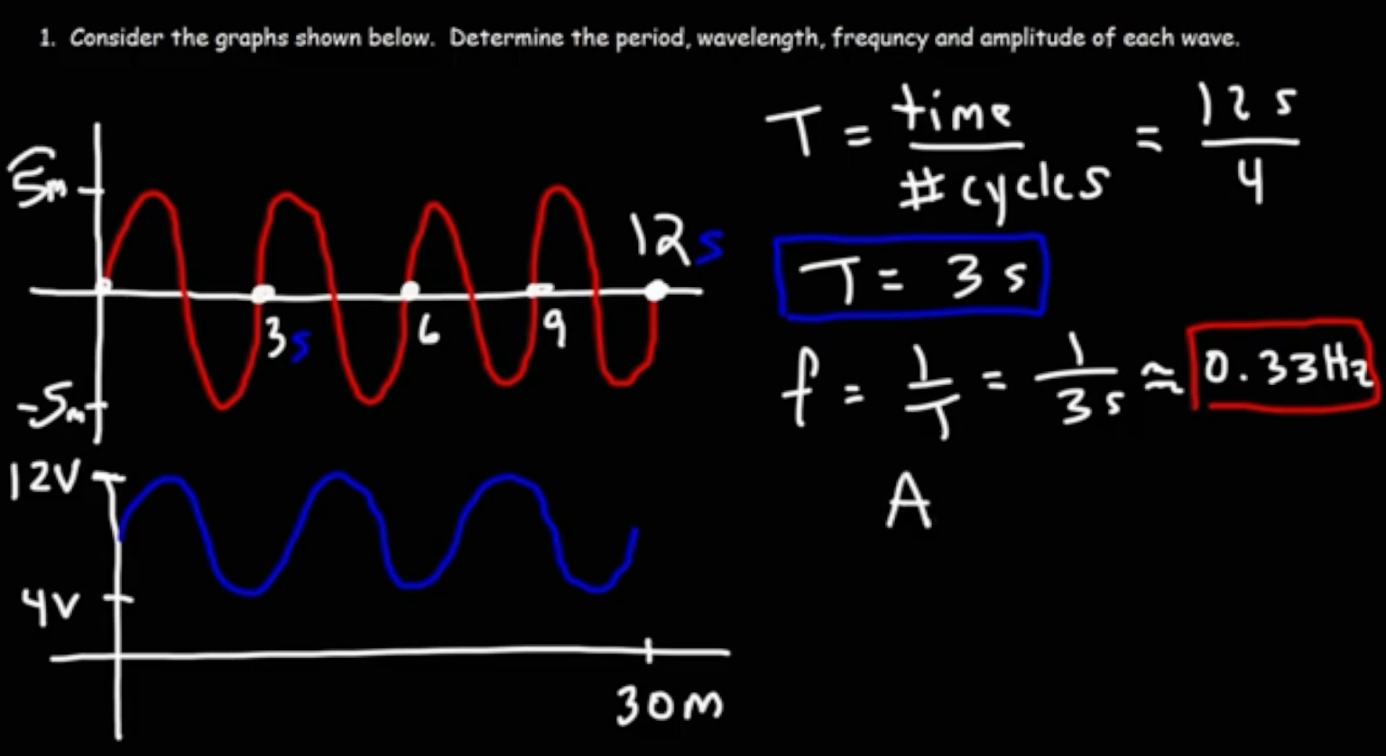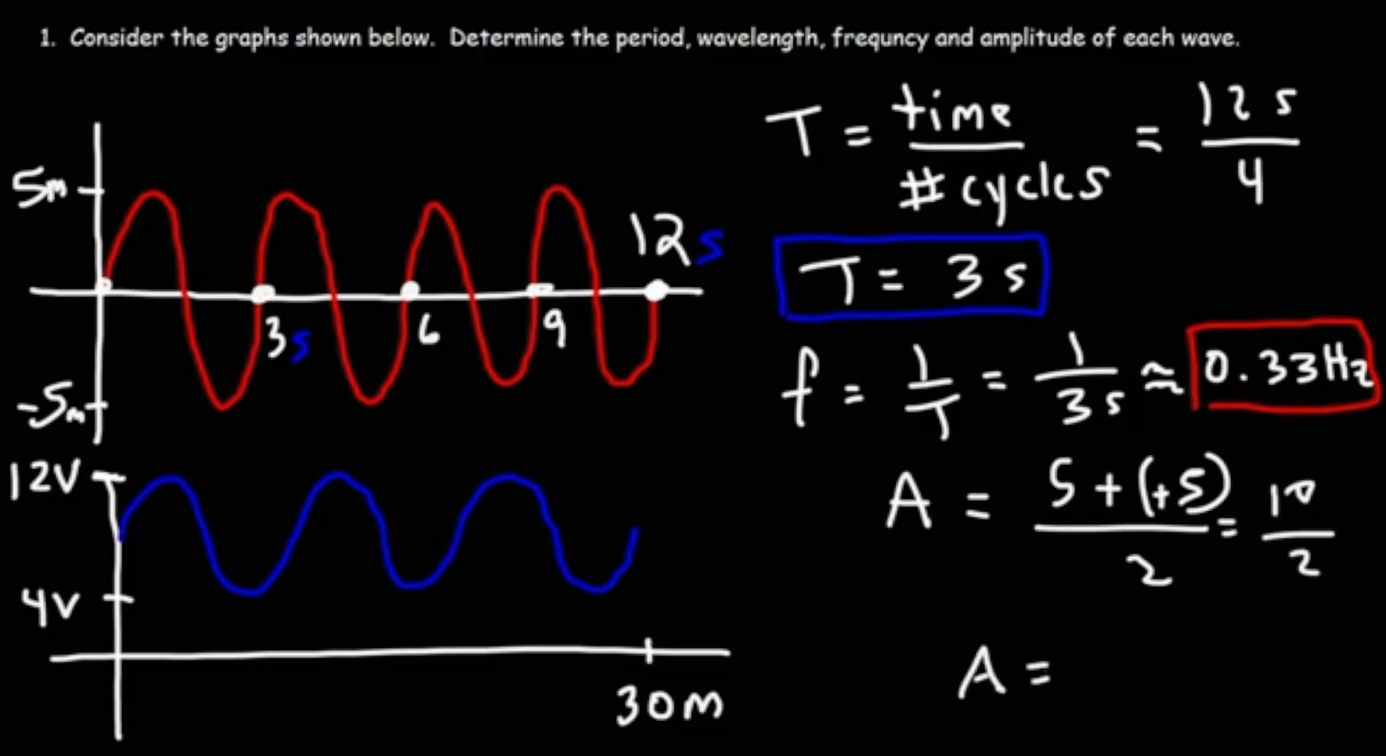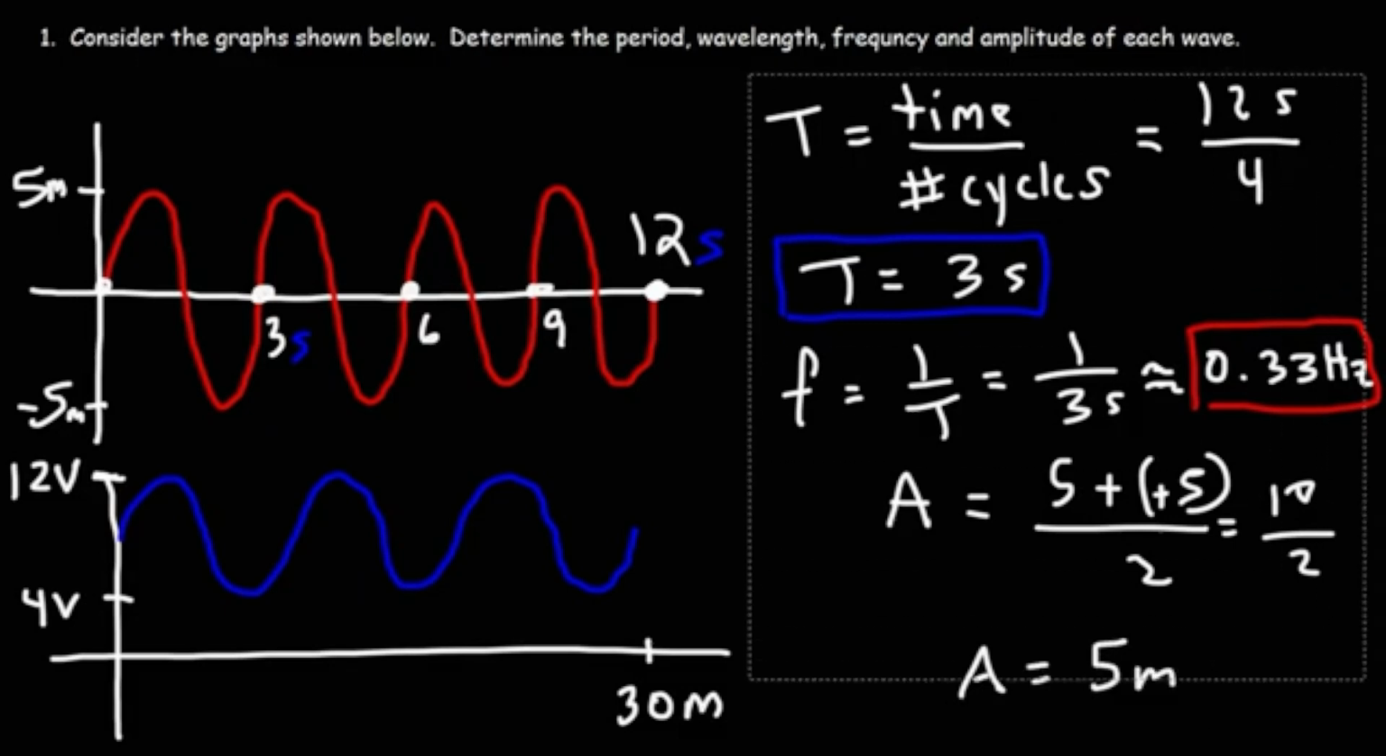The amplitude is basically this number, 5. Keep in mind, it's the top number minus the bottom number divided by 2. So it's 5 minus -5 divided by 2. So this becomes 5 plus 5, which is 10. 10 over 2 is 5. So in this case, the displacement amplitude is 5 meters. So that's all we could do for the first wave.